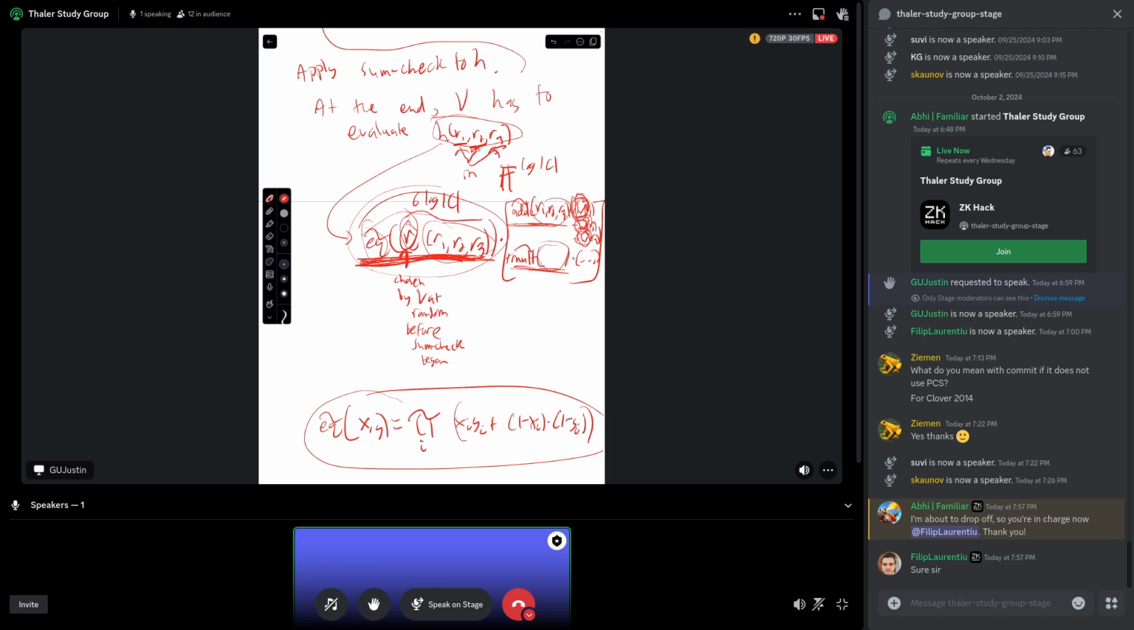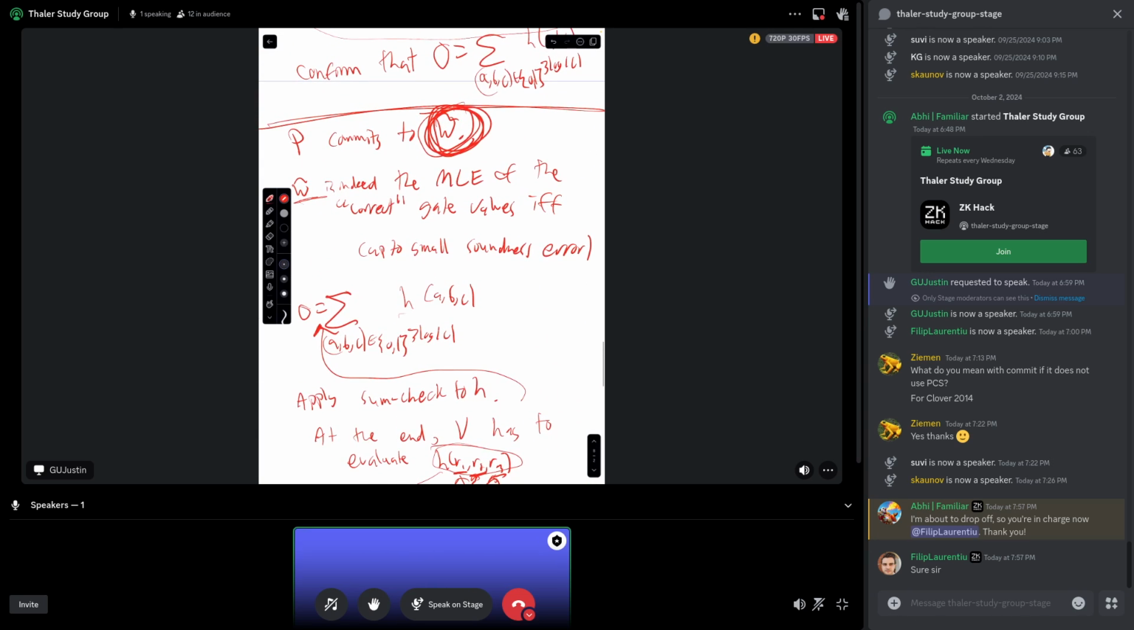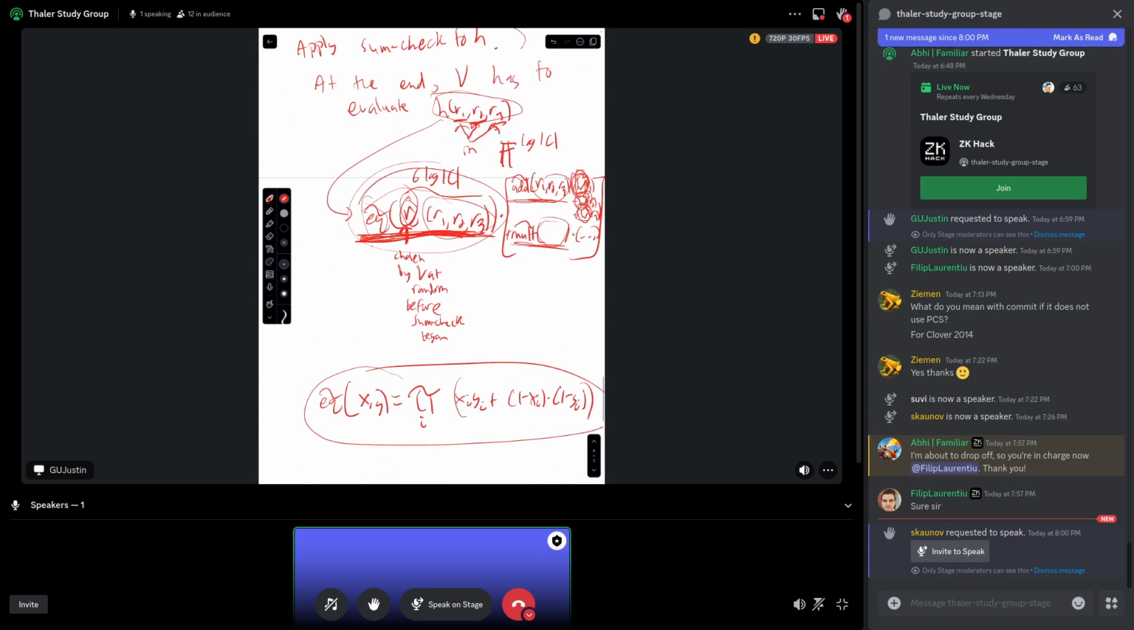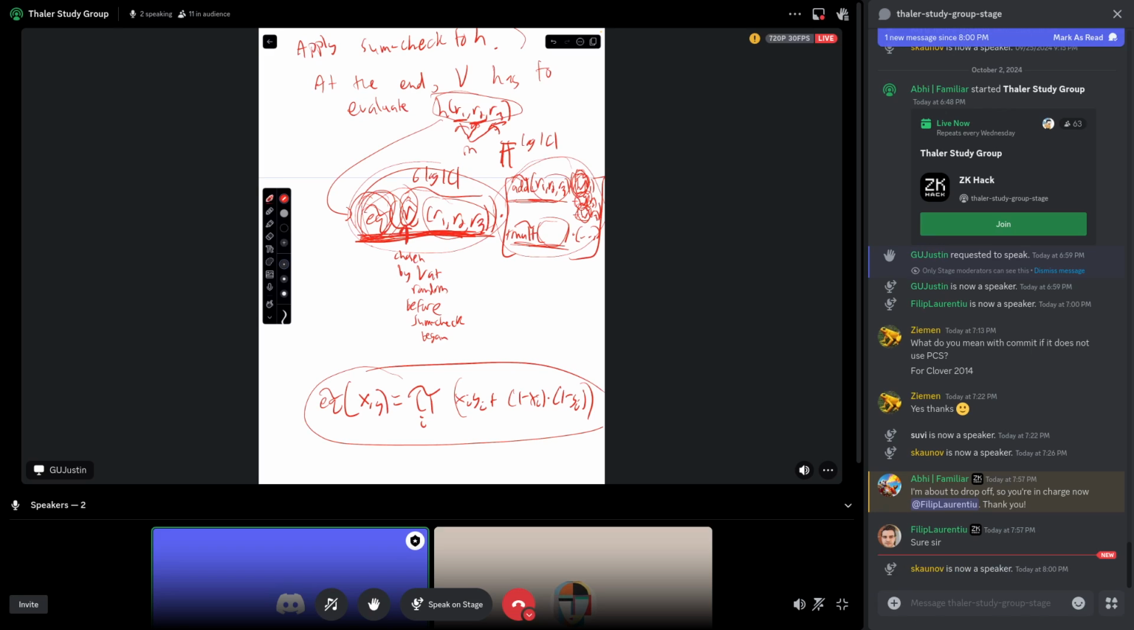Okay, so that's Clover. It's just one sum check. The sum check is applied to this polynomial H, which is just the equality polynomial times this weird combination of add twiddle, mul twiddle, and W twiddle. That's Clover. Okay, let me take a breath.